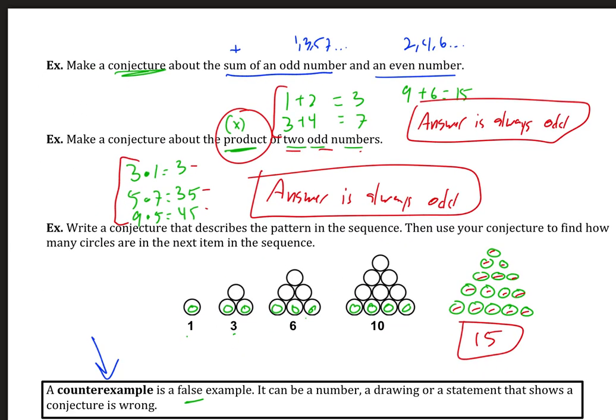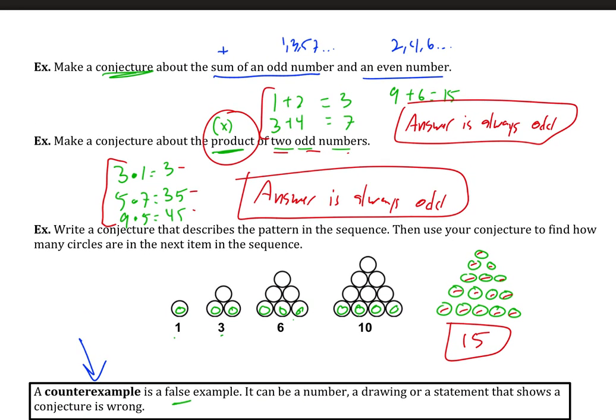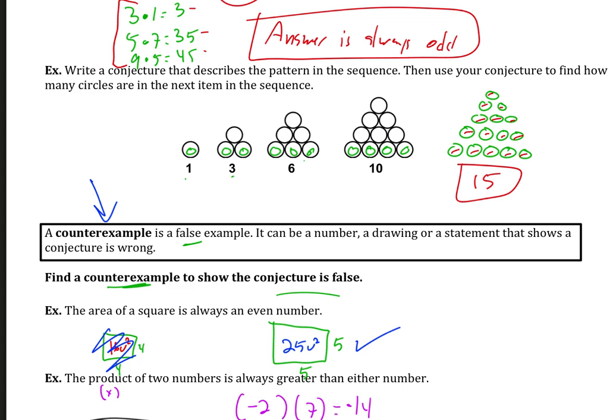So this is inductive reasoning, using patterns and past events to come up with our conjectures. And if you ever need to prove an example wrong, go ahead and use a counterexample for your argument.